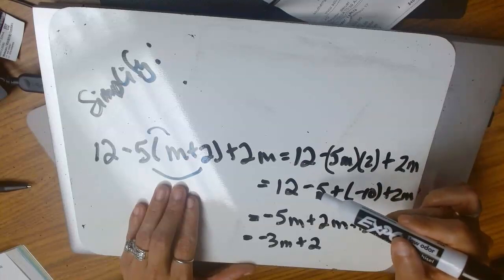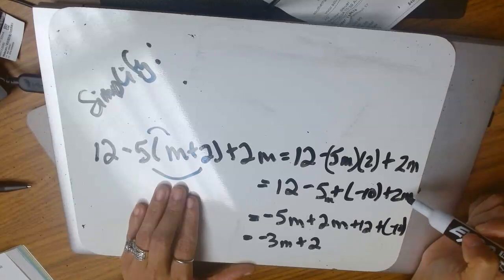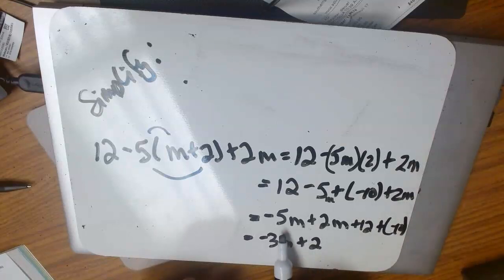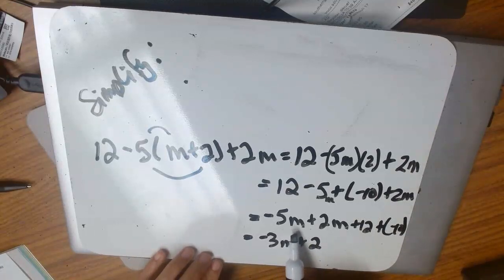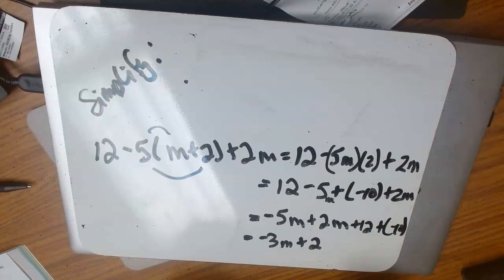And we have our 12 minus 5m. And we also have our 2m that we're going to leave alone, and we're just going to regroup so that it shows my m's together. 5m plus 2m plus 12 plus negative 10. So that means that 5 minus 2 is going to be 3. It's going to be a negative 3. And then that's going to be 12 minus 10 is going to be a 2. So the answer is negative 3m plus 2.